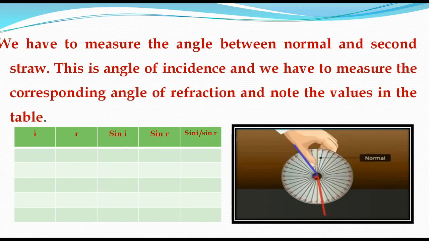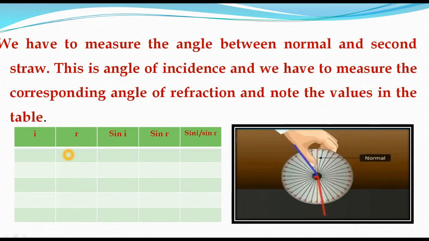So next you have to measure the angle between the normal and the second straw. Your red color straw is considered the first straw. This violet color straw is considered the second straw. The angle between the normal and the red color straw is considered the angle of incidence I. The angle between the normal and the violet color straw is considered the angle of refraction R. So we have to calculate angle of refraction values for different I values. Note all these values in this table. I means angle of incidence, R means angle of refraction.